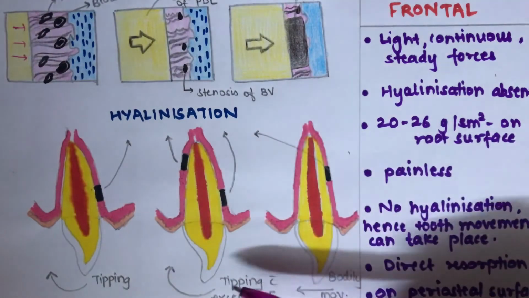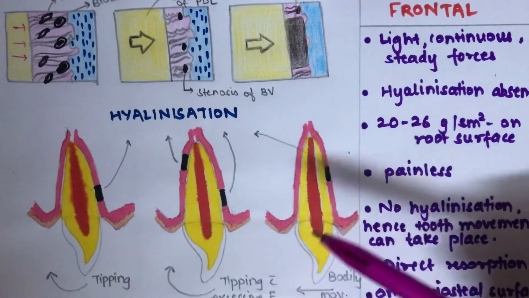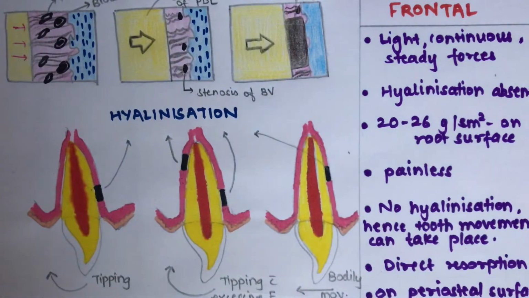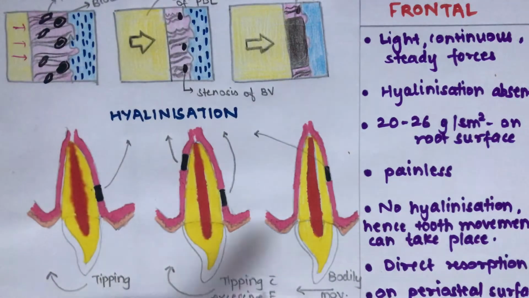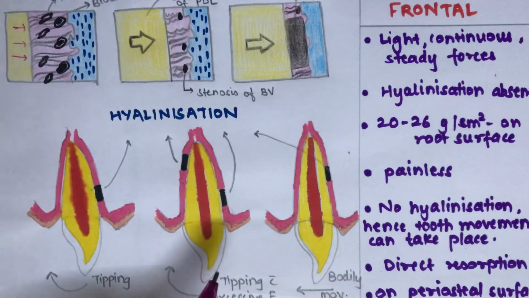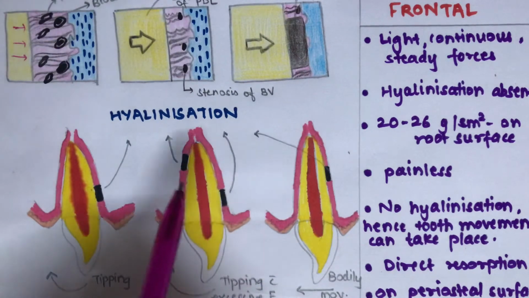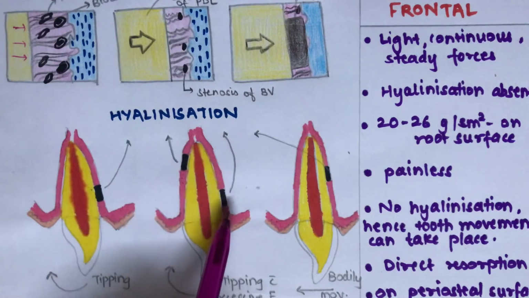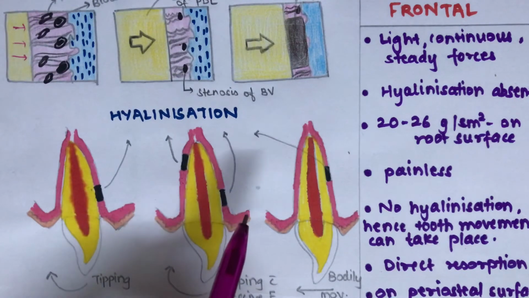Whereas when there is tipping movement but excessive forces are applied, it results in two areas of hyalinization. So now you can see there are two areas of hyalinization in tipping movement, but with excessive force. So the areas are one in the apical region and the other in the marginal region. So these are the two areas of hyalinized tissue.